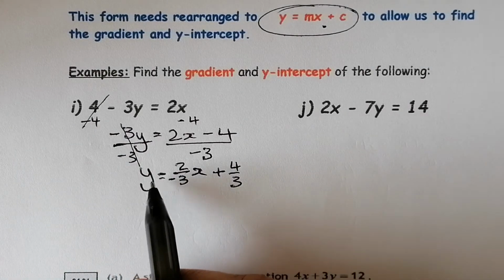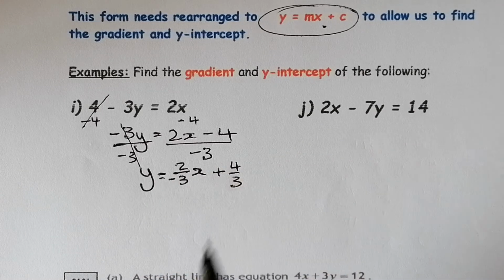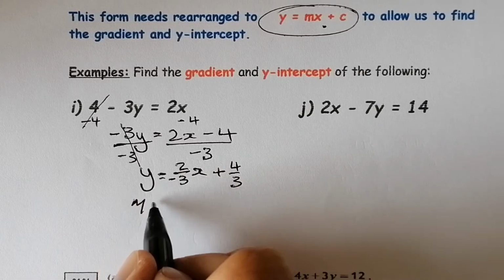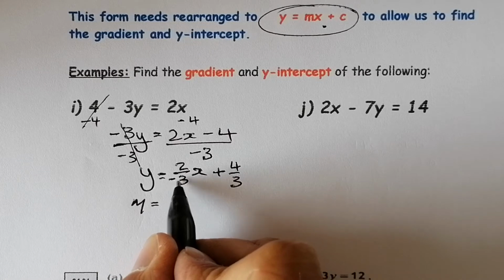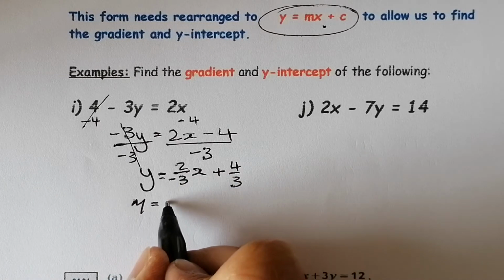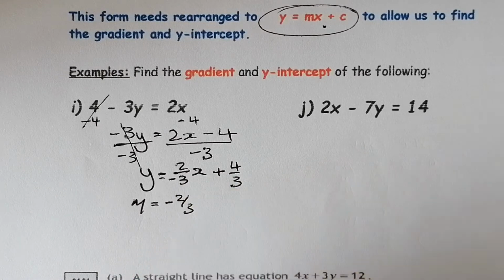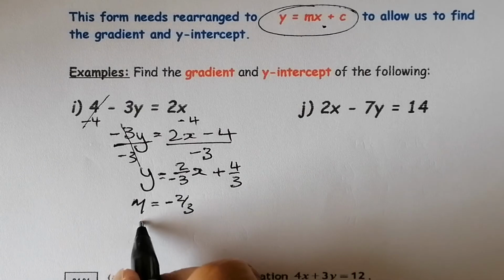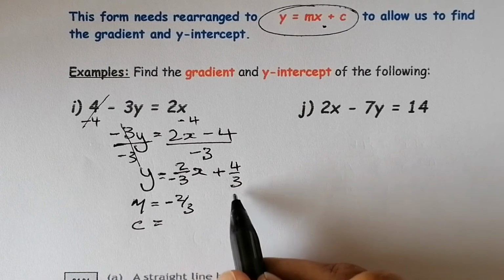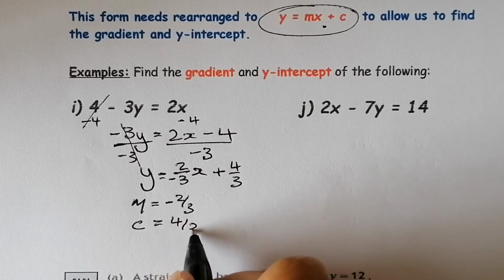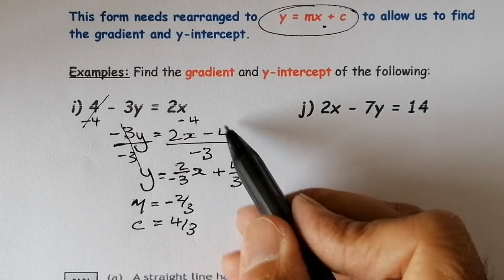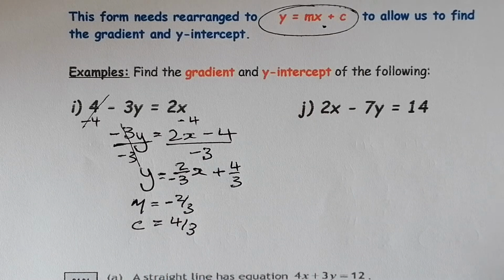So I've got this equation into y equals mx plus c, and my m value sitting there is, although I've got the minus sign attached to the 3 that's there, the gradient really is minus 2 over 3. Okay? And the c value we've got as 4 over 3, and it's a positive. And really just be careful with these negatives that sometimes appear in here.